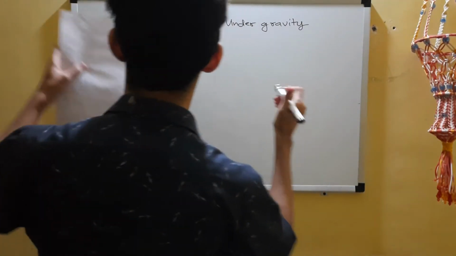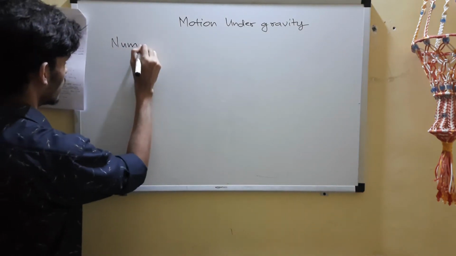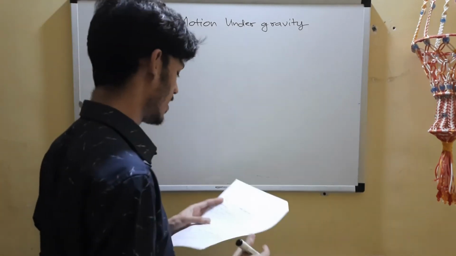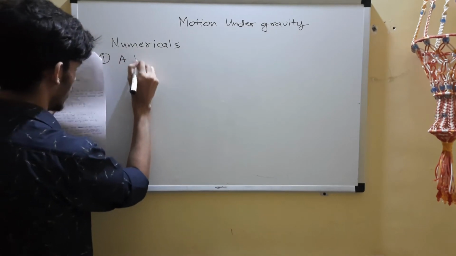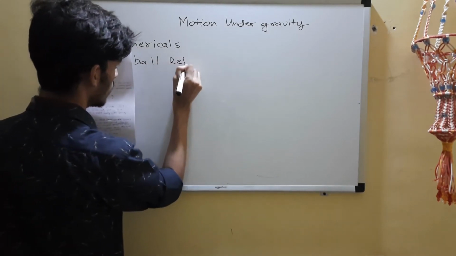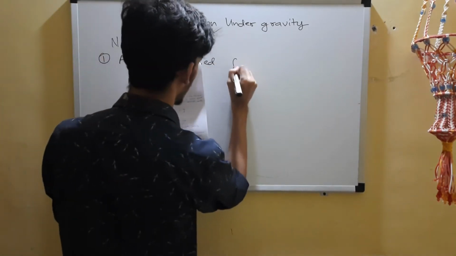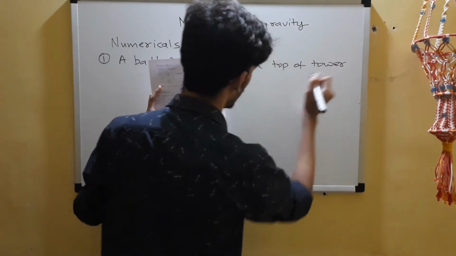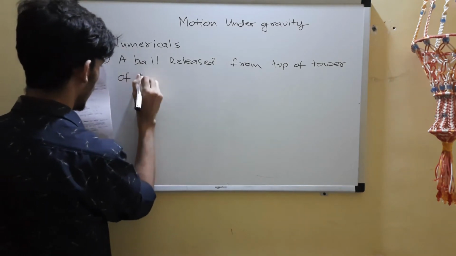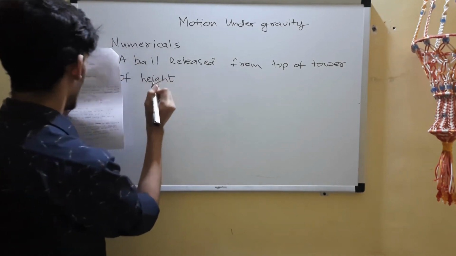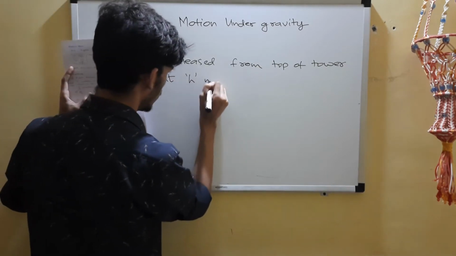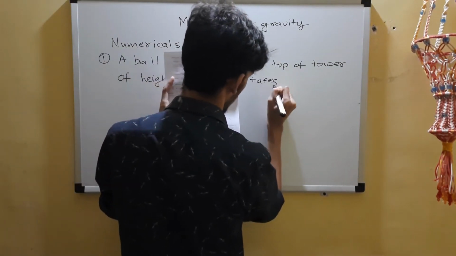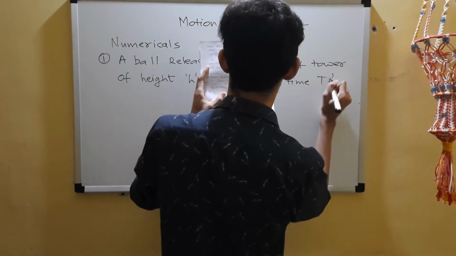So let's do it. Numericals. Not much theory in today's class, as we have already done it in the previous lecture. So a ball is released. This is the drop down case. Released from the top of a tower. We are going to use what we learned today, not completely neglect it. From a tower of height h meters, it takes time capital T to reach the ground.